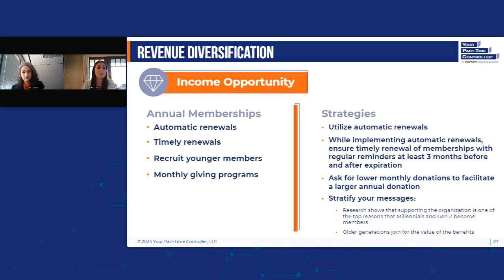And lastly, you might want to consider whether you can stratify your giving messages. Research has shown that supporting the organization is one of the top reasons that millennials and Gen Zs will join membership programs, but older generations tend to join for the value of the benefits. So there may be an opportunity for you to evaluate whether you can stratify your messages to different groups of potential donors when you're soliciting for memberships.